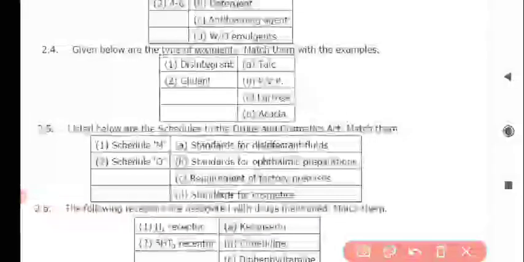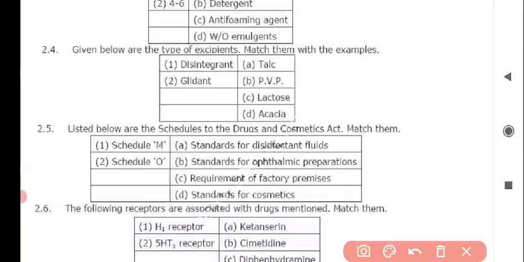Now next question is, given below are the types of excipients, match them with the examples. So for the first option, that is disintegrant, the correct answer for this question is option D, that is acacia. And for the second option, that is glidant, the correct answer is option A, that is talc.